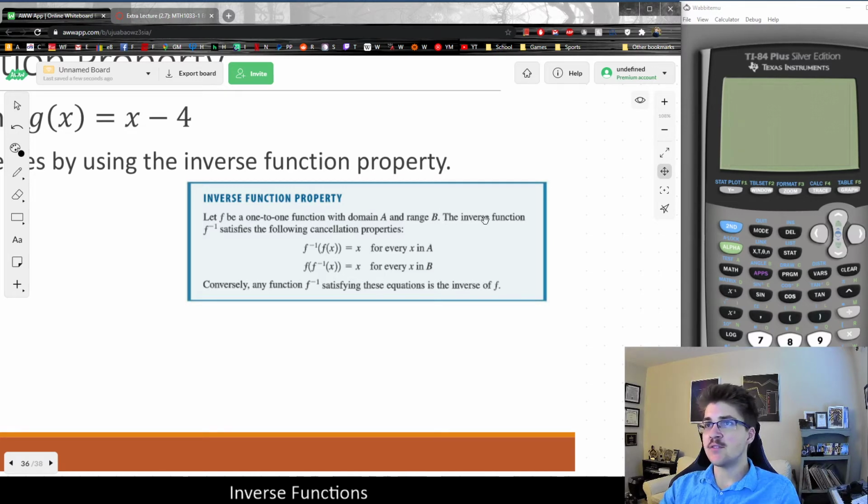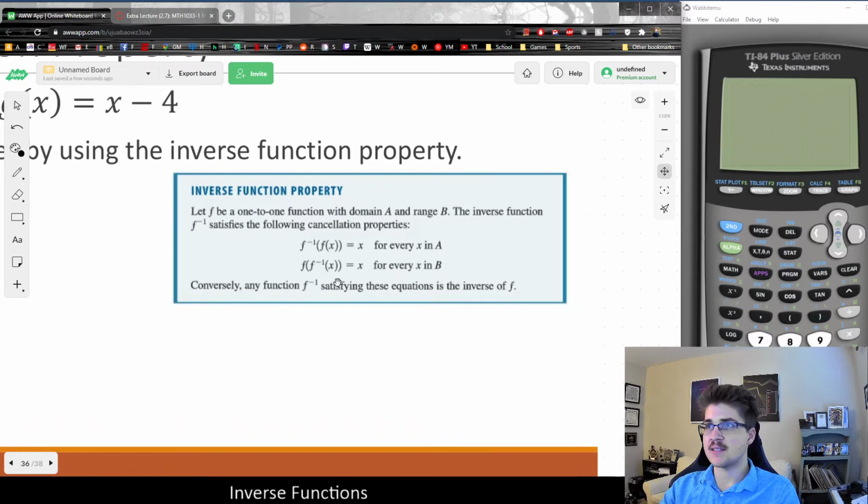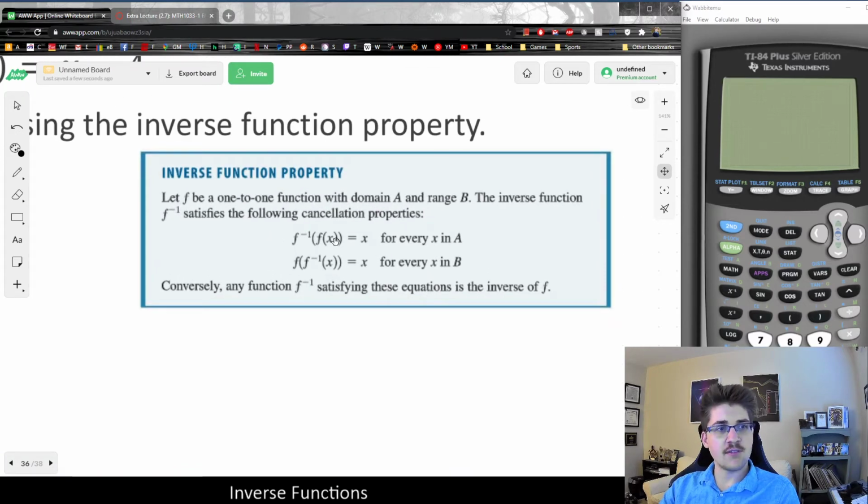So the inverse property says, let f be a one-to-one function, again, hence being invertible, with domain A and range B. The inverse function f to the minus 1 satisfies the following cancellation properties. It says f inverse of f of x equals x for every x in A, and all that's saying is that when it's valid in its domain, and f of f inverse of x equals x for every x in B, again, in its valid range.